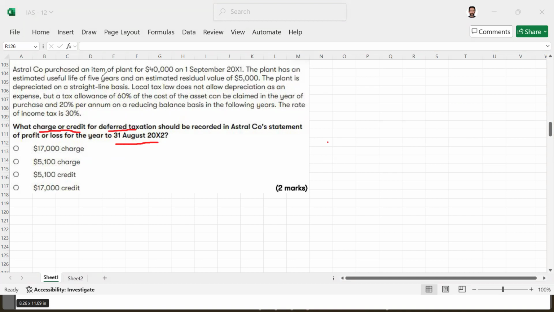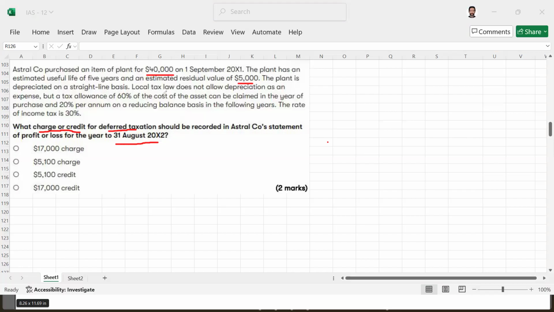Astral Co purchased an item of plant for 40,000 on 1st of September 20x1. This is at the start of the year, since the year end is 31st of August 20x2. The plant has an estimated useful life of 5 years and an estimated residual value of 5,000. So this is the cost and this is the residual value. The plant is depreciated on a straight line basis.